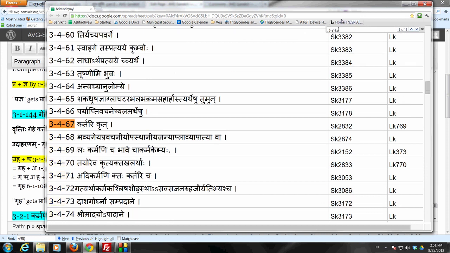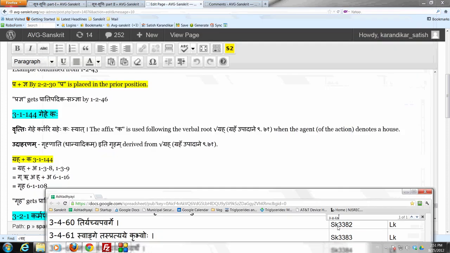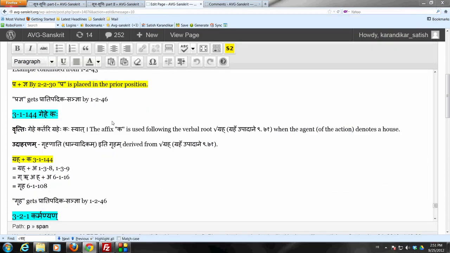So the one point to be made here is that in this sutram gehe kaha, this gehe is saptami, saptamyantam padam. But this does not point to a upapadam, because we have to look at the context. What does the vritti say? Gehe kartari. When the agent of the action is a house, then grahehe kaha syat. The affix ka may be used following the dhatu graha upadane.